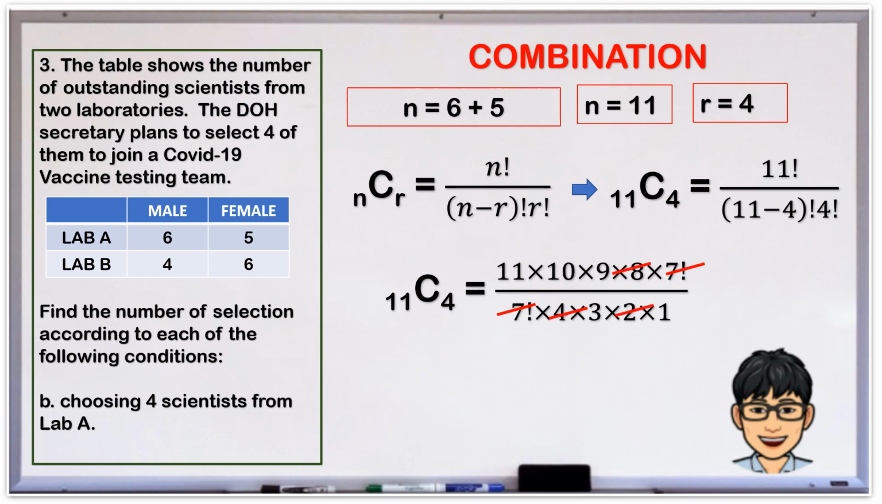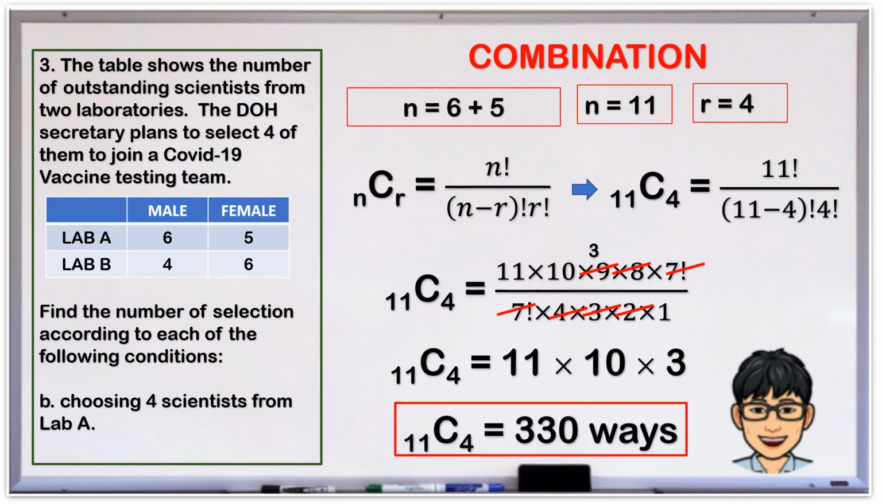Also, we can divide 8 by 4 times 2. Likewise, we can also divide 9 by 3, and that is equal to 3. The next thing to do, let us find the product of 11 times 10 times 3. And our final answer is 330. So therefore, mayroon tayong 330 ways choosing 4 scientists from Lab A.